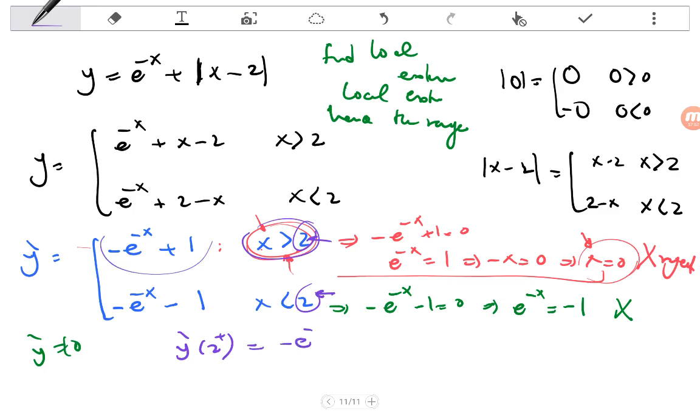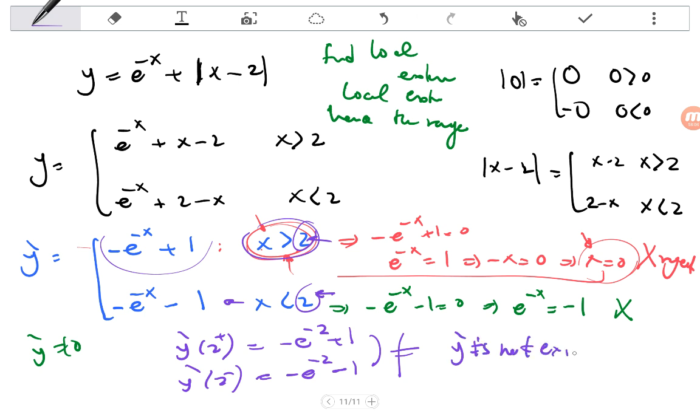It will be e to the minus 2 plus 1. Y dash at 2 minus, which is the derivative from the other branch, will be minus e to the minus 2, but minus 1. Are these two equal? No. So y dash does not exist at x equals 2. Yes, we have a sharp point here.